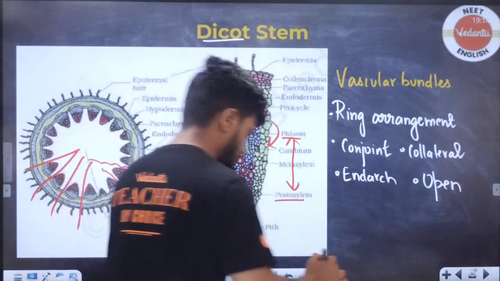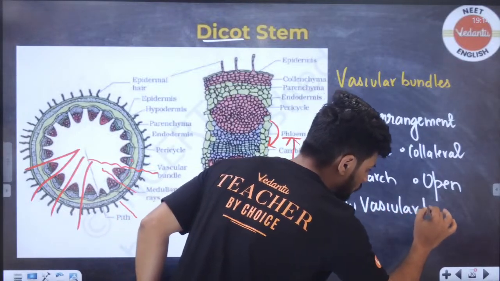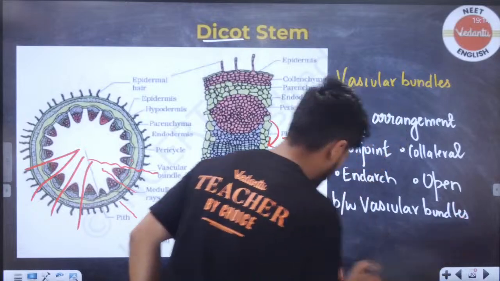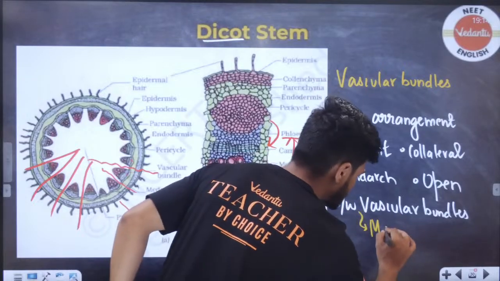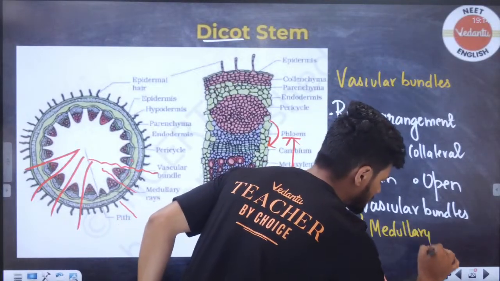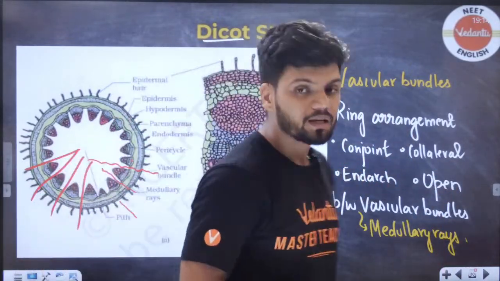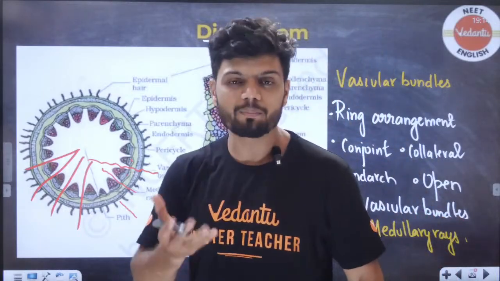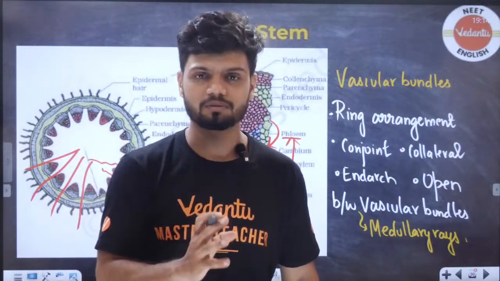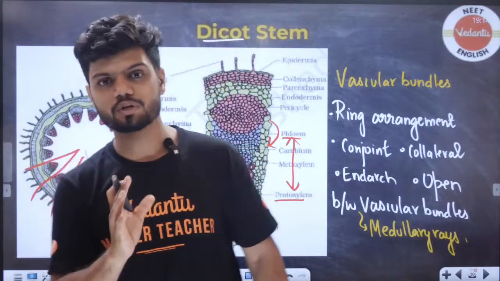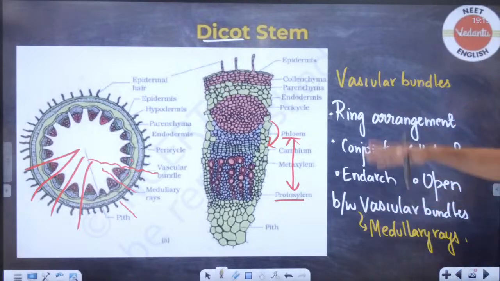Between vascular bundles, what do we find, students? We find something called medullary rays. Now, what is the function of medullary rays, you might ask me, sir? The function of medullary rays is that they help in conduction of water, different types of minerals, and organic solvents, organic acids. So medullary rays help in conduction. Okay, so that is your entire vascular bundle.